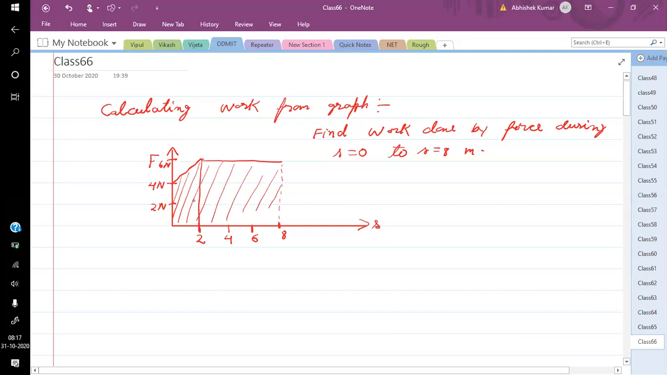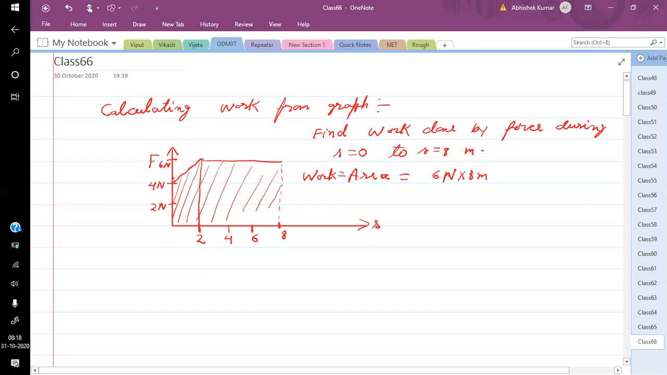Okay, or what we can do is find the total rectangle and then subtract this small triangle area. So we will not use a formula here. Work is the area here, and the area value is how much? We can take the total rectangle. So the rectangle is how much? 8 this side and height is 6. So 6 Newton into 8 meter. This is the total rectangle up to the 6 Newton point.